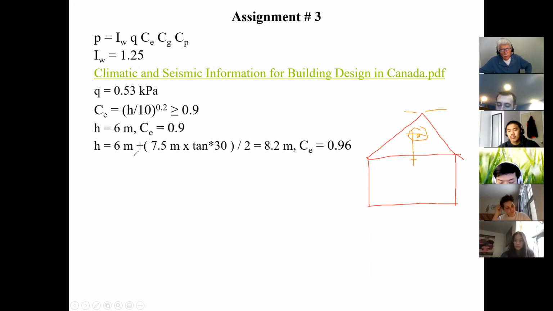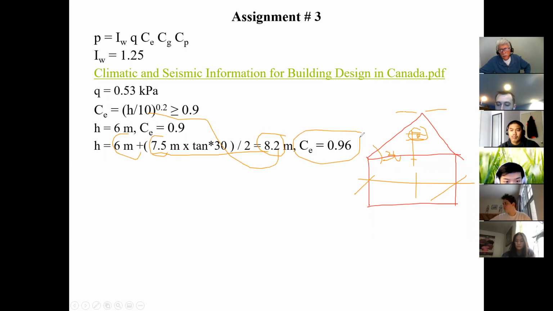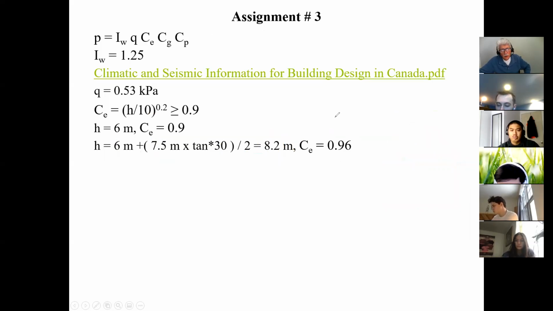And therefore, of course, it requires a little bit of trigonometry. In other words, you have 6 meters plus 7.5 meters tan of 30 degrees, because this was 30 degrees here. I take this length here, tan of 30 degrees, which would give me this height here, and then divide it by 2. I'm in the middle, and therefore I get 8.2. And then when I put this value into the formula, I end up getting 0.96. So, like I said, I will expect you to do that for the test, but remember that if you take a higher value of CE, it doesn't hurt you, it only helps you in real life.